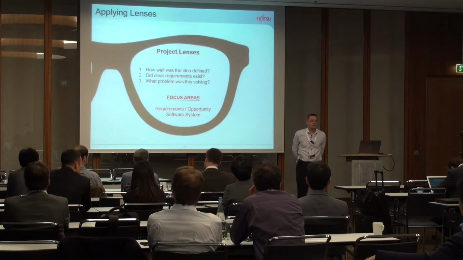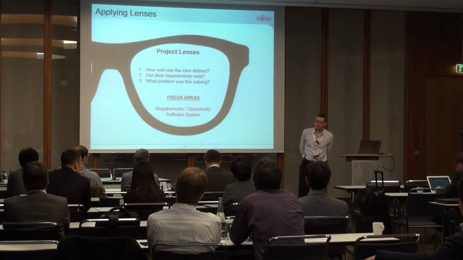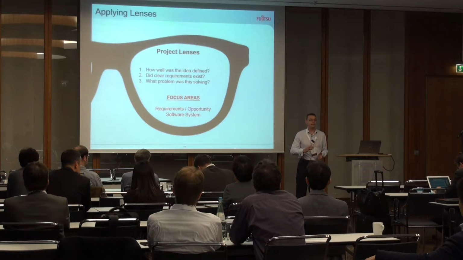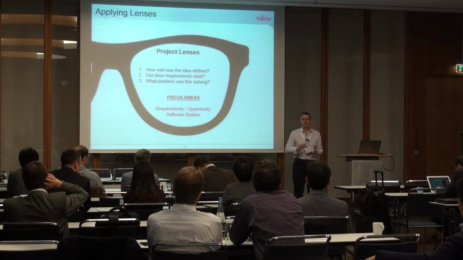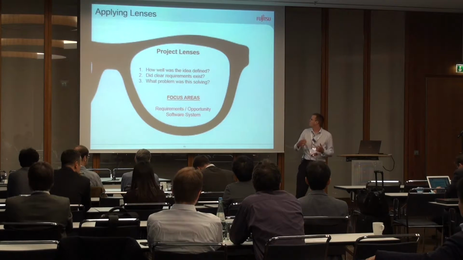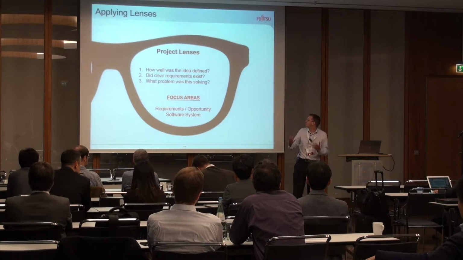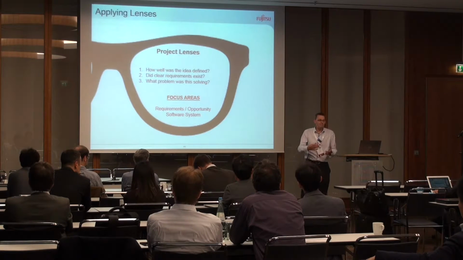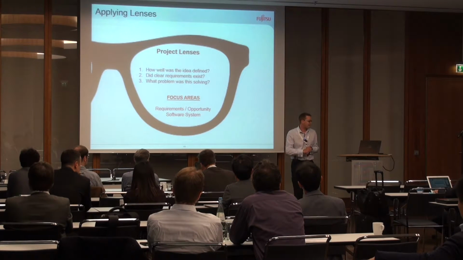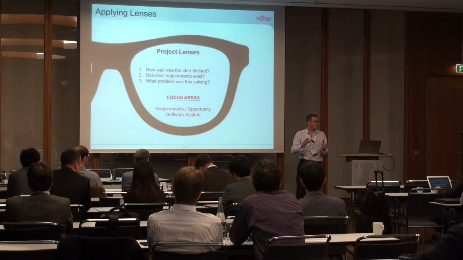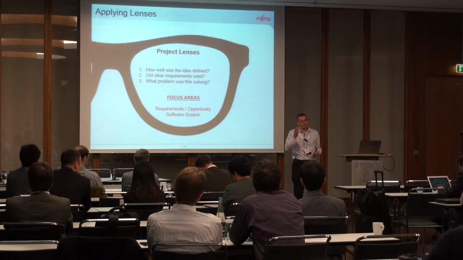The second set of lenses, the project lenses. Well, this focused more on the idea of the individual project, i.e. how well was the idea defined? How well did we have those requirements? What were the problems? What was the problem that we were solving from a business point of view? Where was the real business value? And this, again, slightly different focus, looked at the alphas around things like requirements, opportunity and software system.